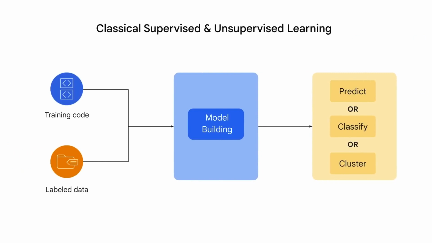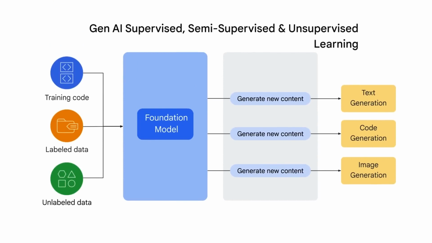To summarize, at a high level, the traditional classical supervised and unsupervised learning process takes training code and label data to build a model. Depending on the use case or problem, the model can give you a prediction, it can classify something, or cluster something. We use this example to show you how much more robust the Gen AI process is. The Gen AI process can take training code, labeled data, and unlabeled data of all data types and build a foundation model. The foundation model can then generate new content. For example, text, code, images, audio, video, etc.